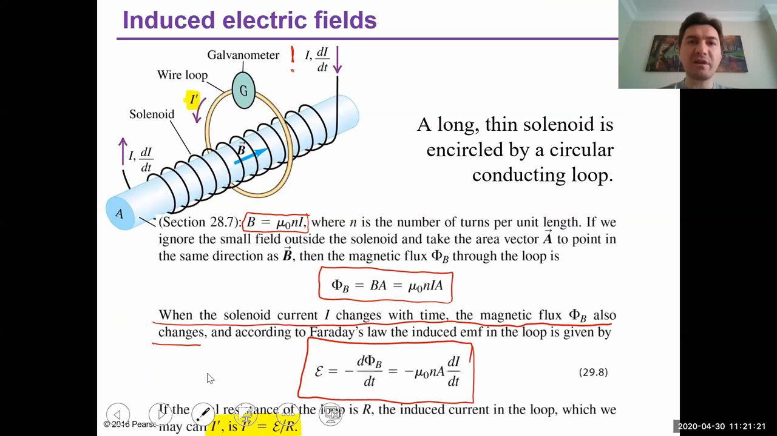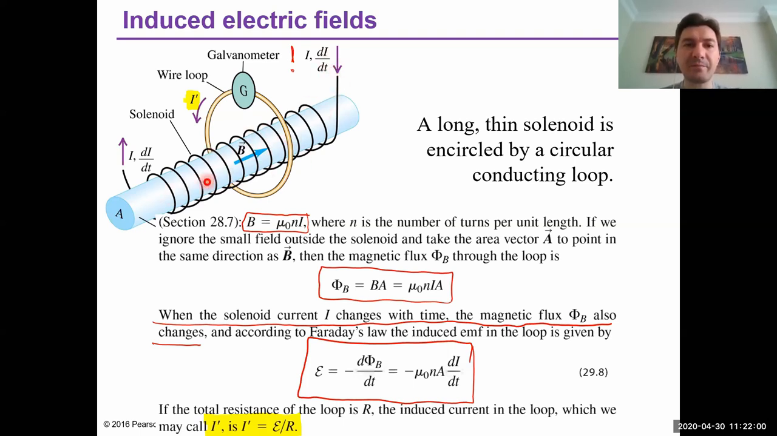Then let me continue with induced electric fields. Here we have a long thin solenoid, this one. This is the solenoid in black color, let's say, and we have current in this solenoid. So by using the right-hand rule, you can get the direction of the magnetic field in that direction. This is the direction of the magnetic field in the center of the solenoid due to the current here.